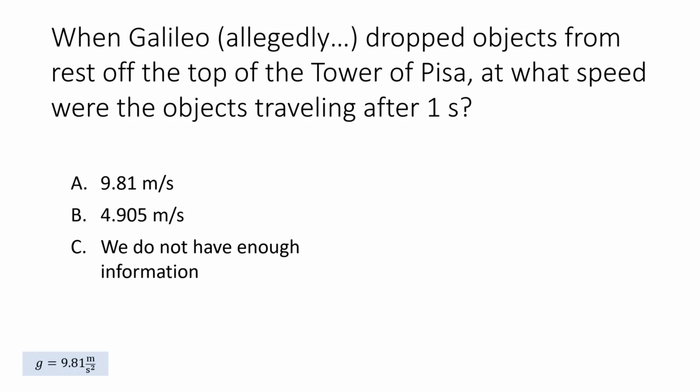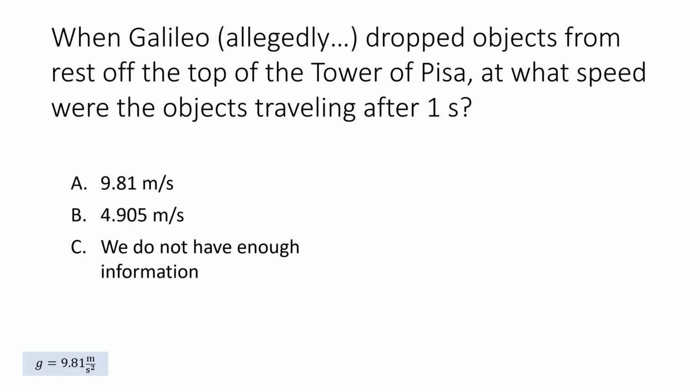Okay. All right, so let's do a quick example here. When Galileo dropped these objects off the Tower of Pisa, we want to know if they fall for 1 second, what would their new velocity be? What speed, actually? I'm just looking for speed here, so we don't need to include a sign.